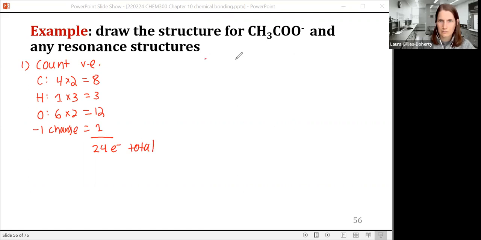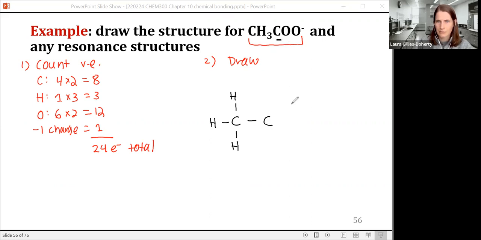So let's start drawing it. In this case, the formula was written to give us a clue about how to draw it. We want to put a carbon with 3 hydrogens around it, connected to another carbon, which is connected to 2 oxygens. So when we start drawing this, we kind of follow the formula left to right. A carbon with 3 hydrogens around it, connected to another carbon, this one right here, which is connected to 2 oxygens. So there's our basic structure with everything connected with a single bond to hold it together.